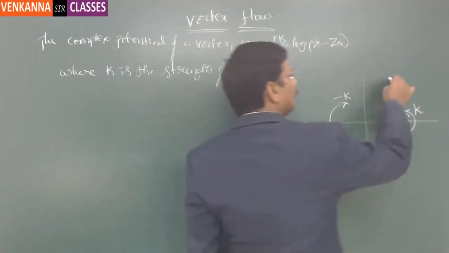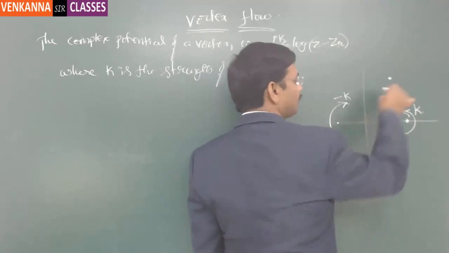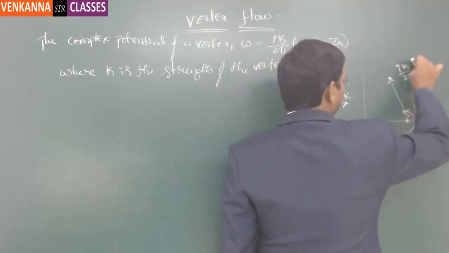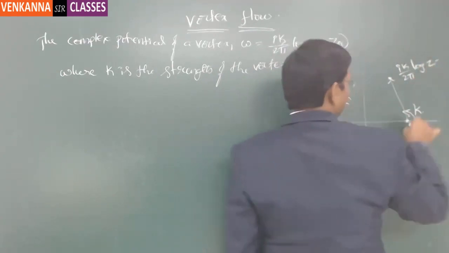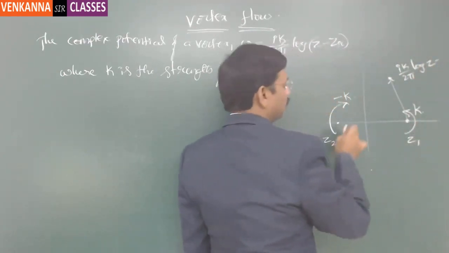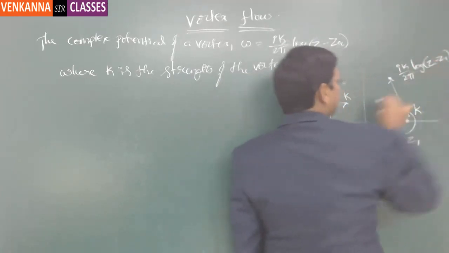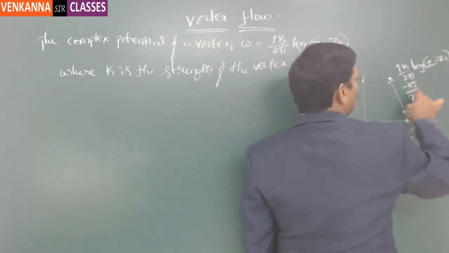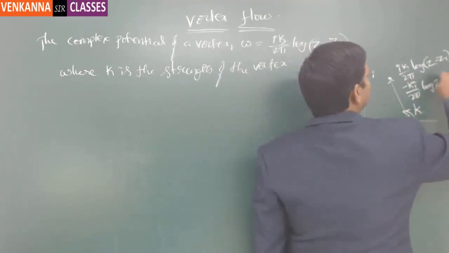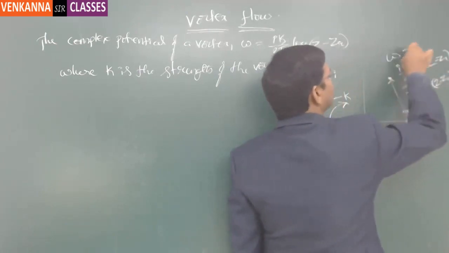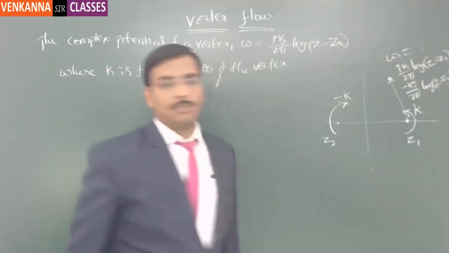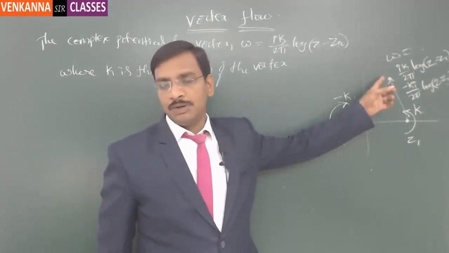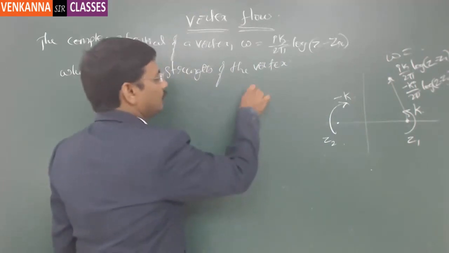So here the complex potential at this particular point will be iK by 2 pi times log of Z minus Z1, where let us say this is Z1 and this is Z2, and because of the other one it will be minus iK by 2 pi times log of Z minus Z2. So this is the total complex potential of the fluid particle at this particular point, and this is known to everybody.